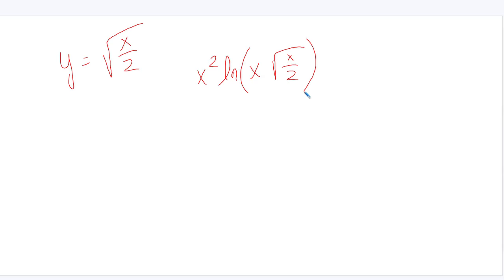And if we use y equals positive root x over 2, then we can plug that in and we end up with x squared natural log of x root x over 2 is equal to x squared over 2. And if we go in, we'll graph each of those separately and look for the point of intersection for them.